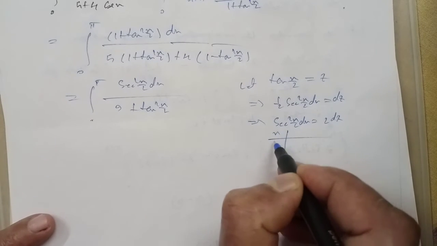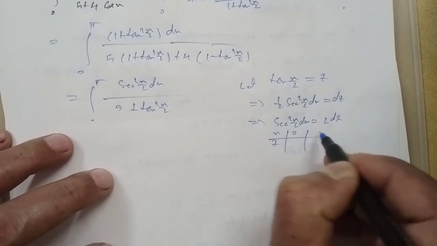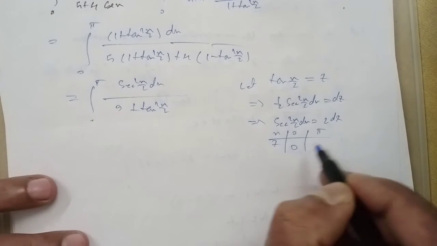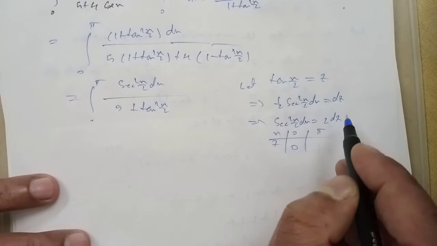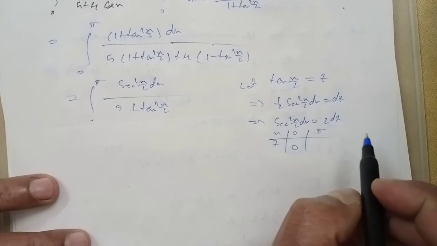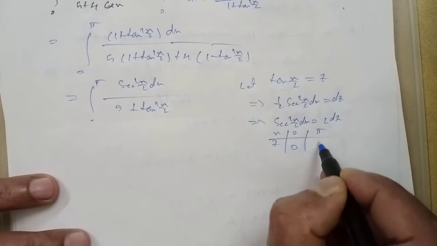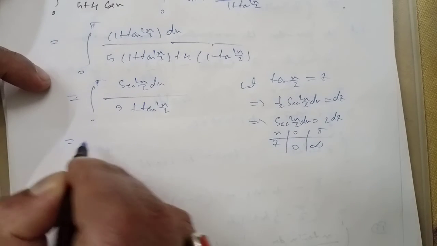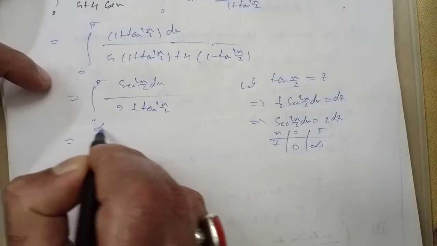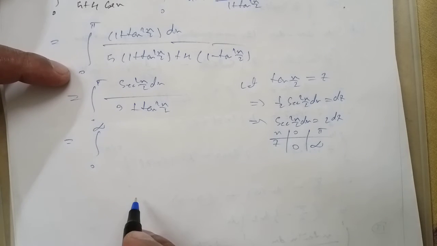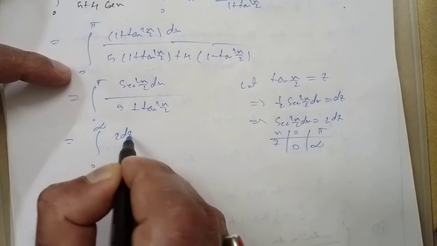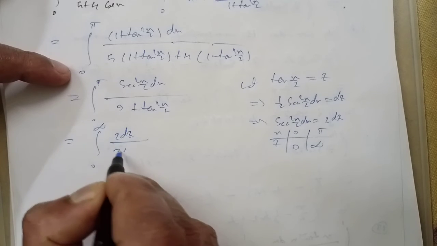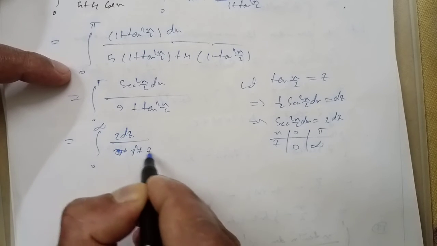Now do the limit change, x to z, 0 to pi. 0 is 0, but when you put pi by 2 it is undefined, so when x approaches pi you can consider the limit as infinity. So your integration becomes 0 to infinity, 2 dz by 3 square plus z square.